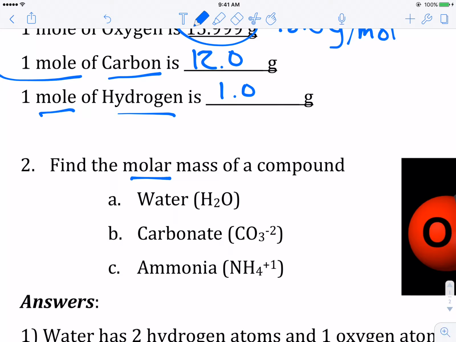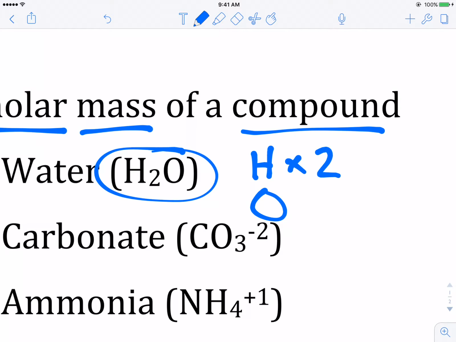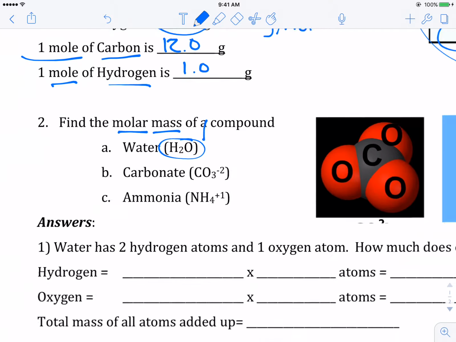If you wanted to find the molar mass of a compound, that's 2 or more different atoms joined together, you would have to find the mass of each individual atom and add them up. For example, water, there's 2 hydrogens, so hydrogen times 2, and there's 1 oxygen. So I have to find the mass of 2 hydrogens and the mass of 1 oxygen, and I have to add them together.